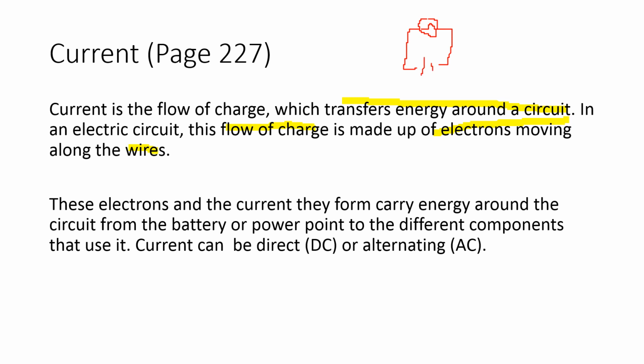Make sure you know the difference between a cell and a battery. If you're talking about a cell, you're talking about one. If you're talking about more than one cell, you're talking about a battery. So a battery is a collection of cells. It can be two or more cells.